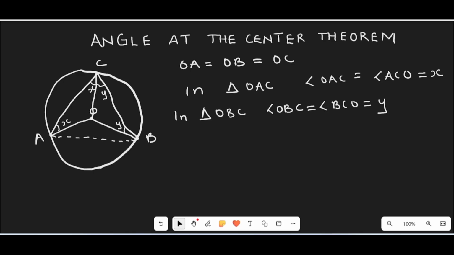The angle at the circumference that subtends arc AB is the angle at C. Our arc AB is this, and the angle at C is this. Angle ACB is equal to angle ACO plus angle OCB. Our angle ACO is x, and our angle OCB is y, so angle ACB is x plus y.